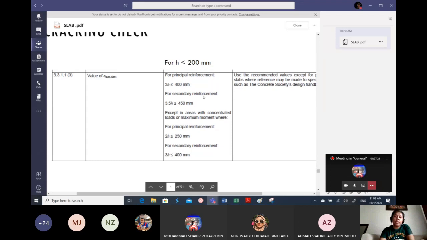And then this is for secondary reinforcement. We will see later what principal or main reinforcement is and what secondary reinforcement is in the design. For secondary reinforcement, the maximum spacing is 3.5H. So we check one for the thickness: this is the spacing for main reinforcement, and this is the spacing for secondary reinforcement. This is except in areas with concentrated load. This is for uniformly distributed load. If it is concentrated load, we use this one.